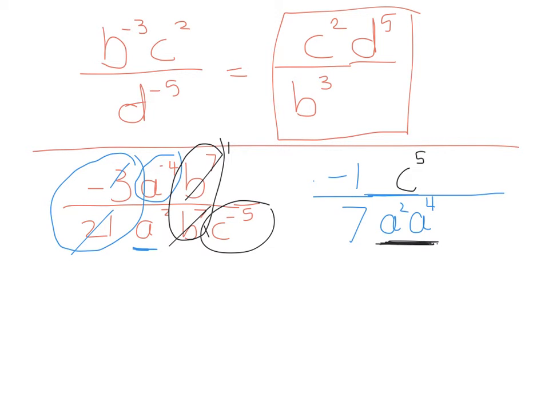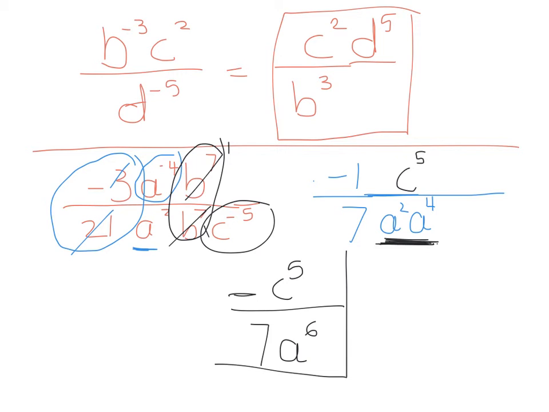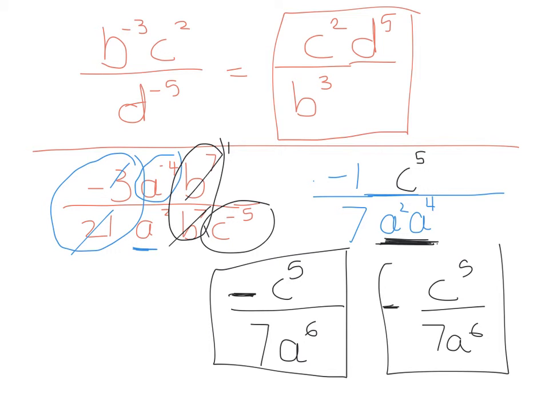When it's the same base, you always have to combine them. So right now I have negative c to the 5th, and on the bottom, bases are the same, I have to add the exponents. So 7a to the 6th power. And that's my final answer. That negative could be on the top, or it could be over to the side, or it could be on the bottom, as long as there's just one negative in the answer somewhere. The fraction is negative.